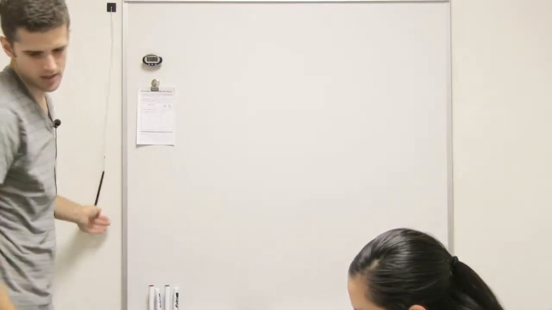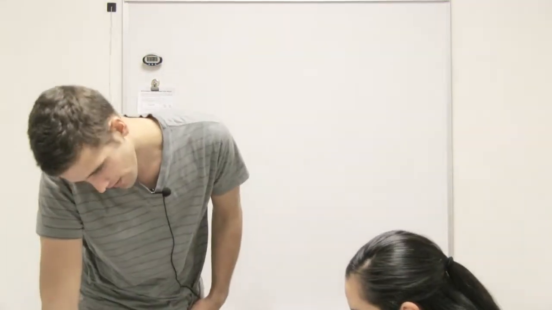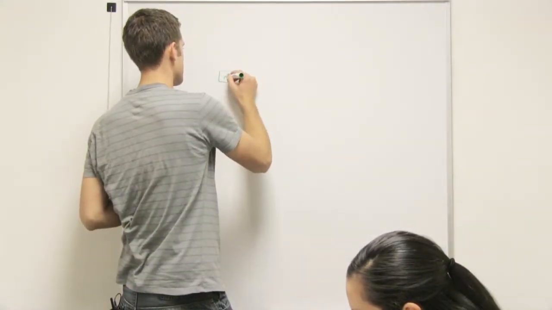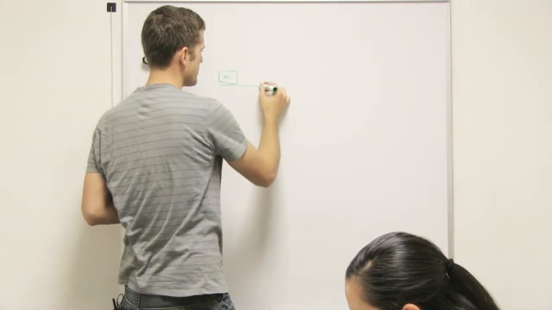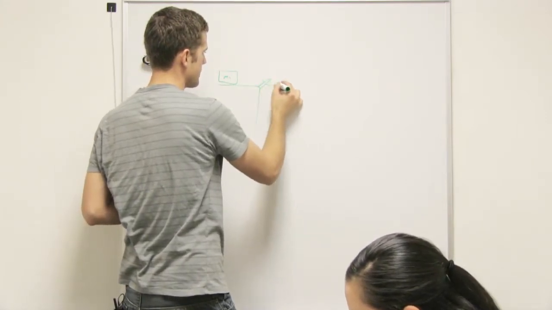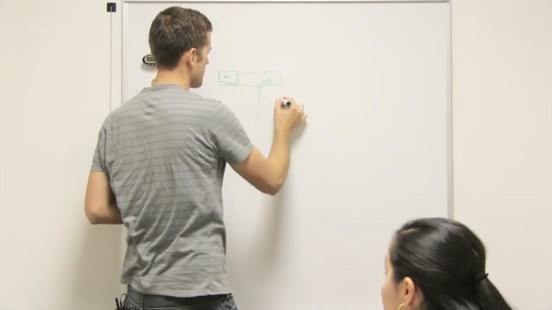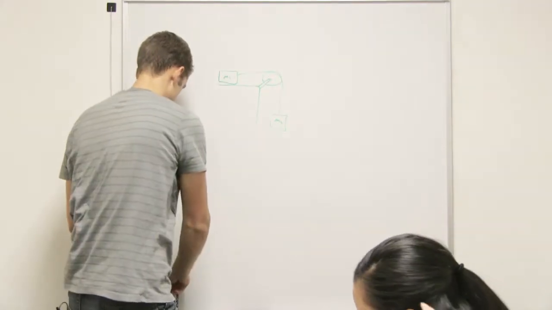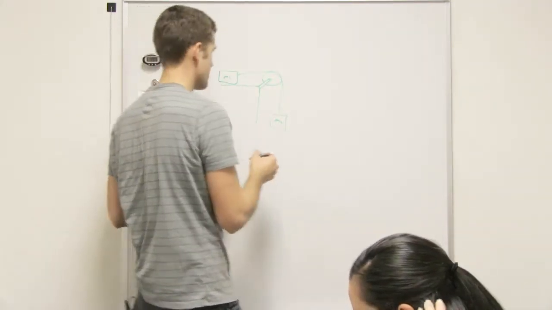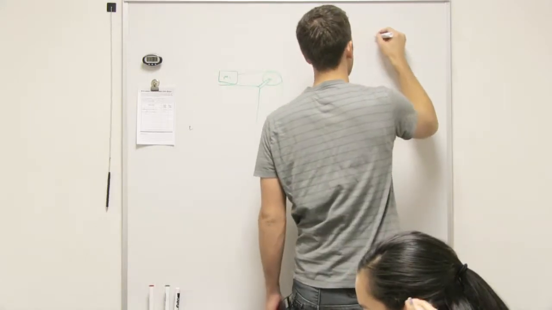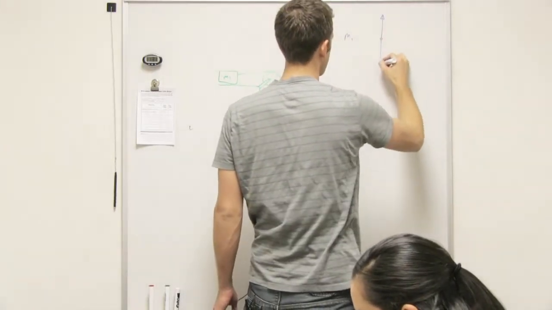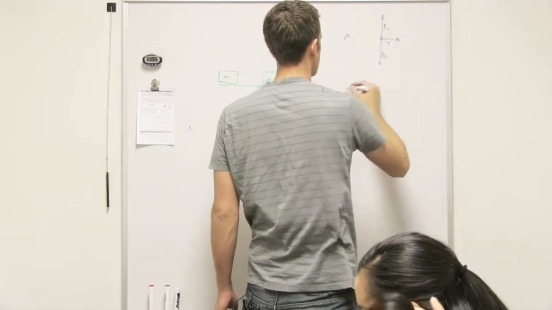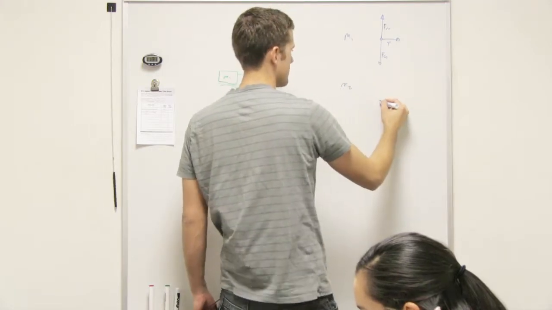Okay. So have you done part A? No. Okay. So let me just draw it real fast. So what did you do? I summed the forces. So first I drew a free body diagram. For mass 1, I have a normal, gravity, and tension. For mass 2, I just have tension and gravity.